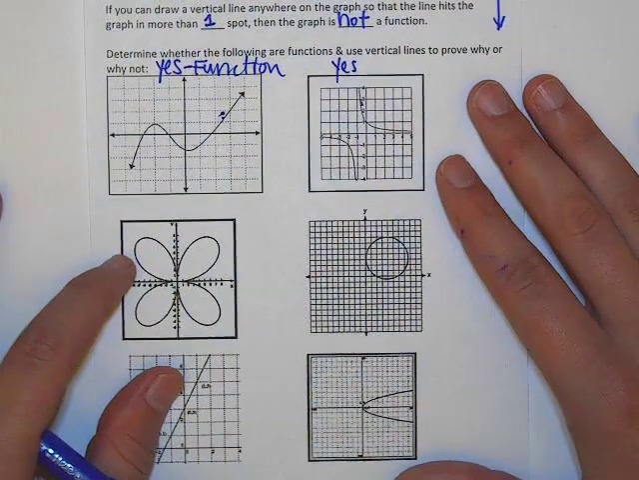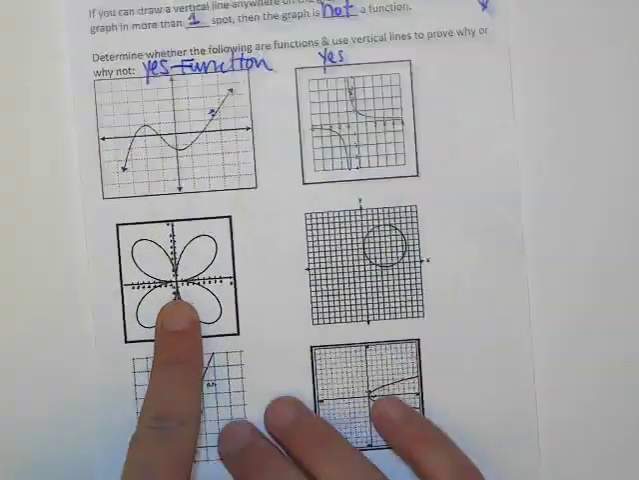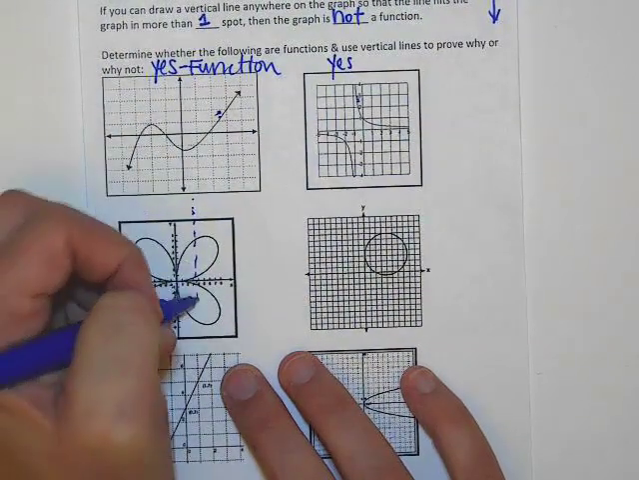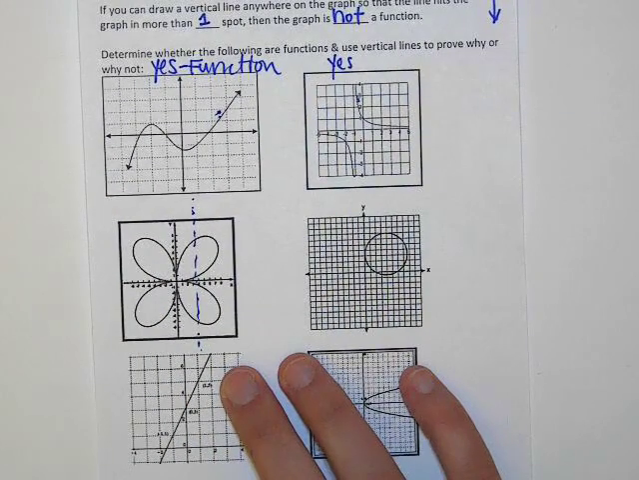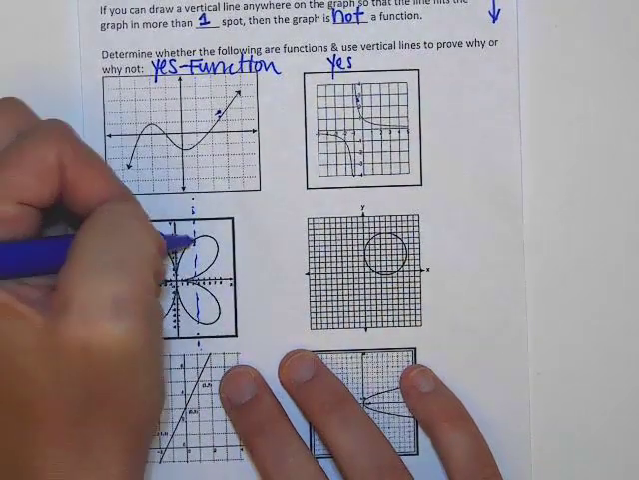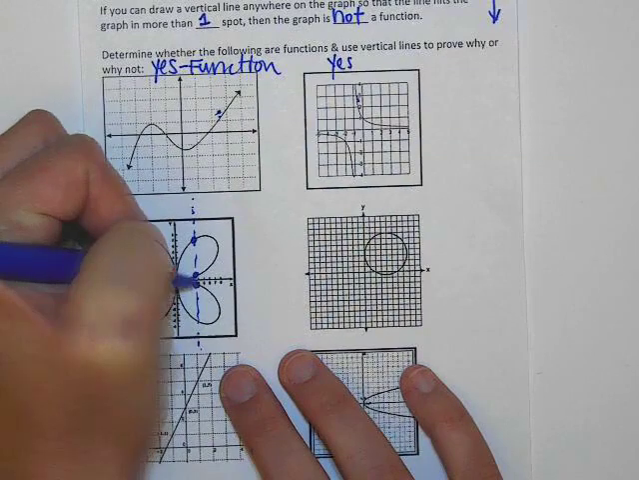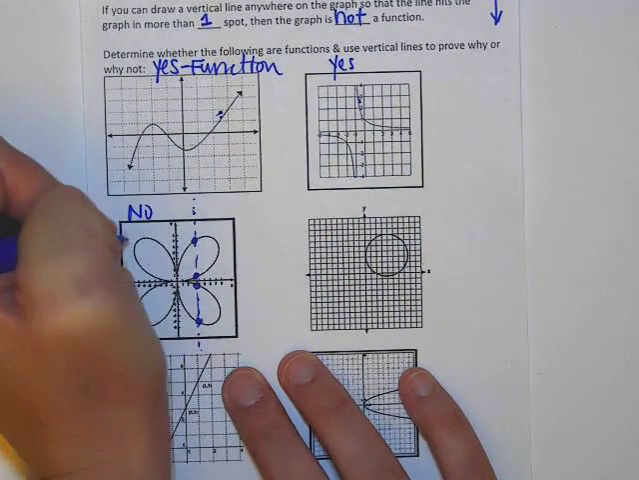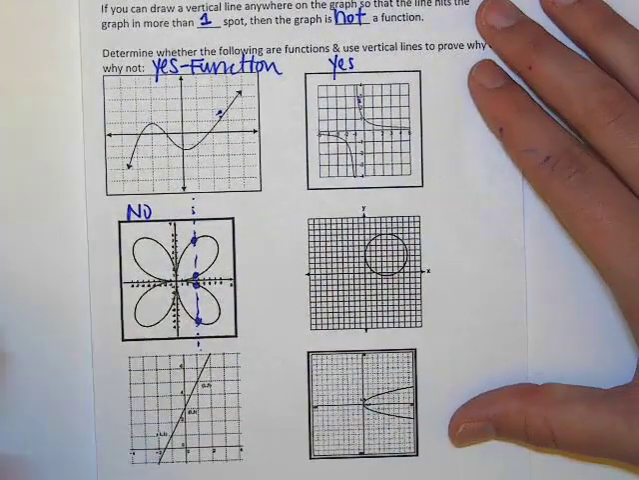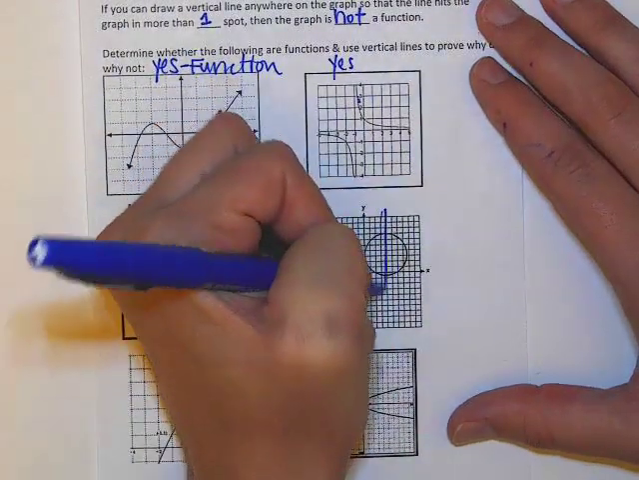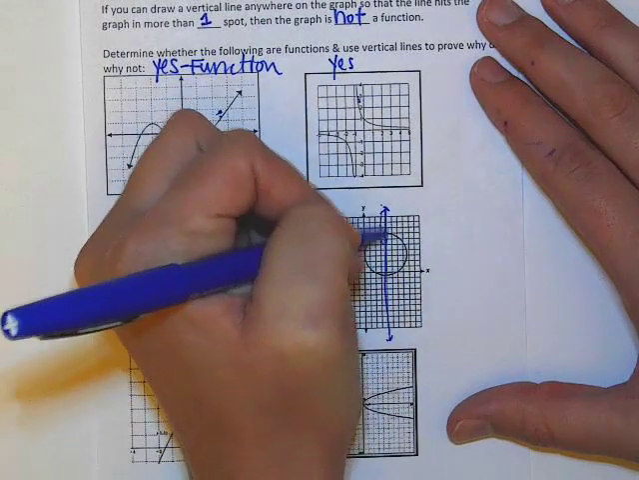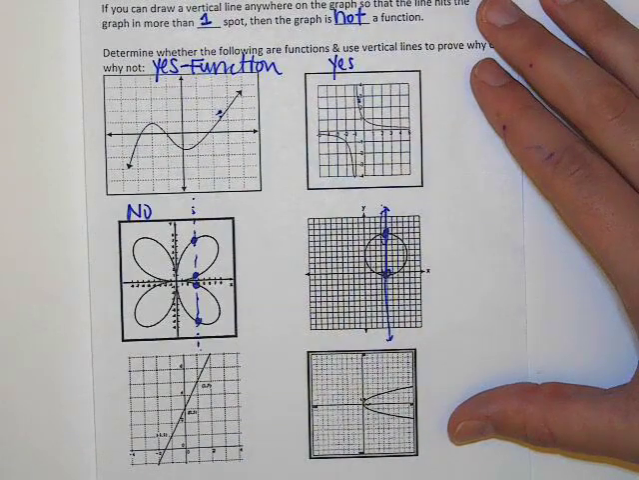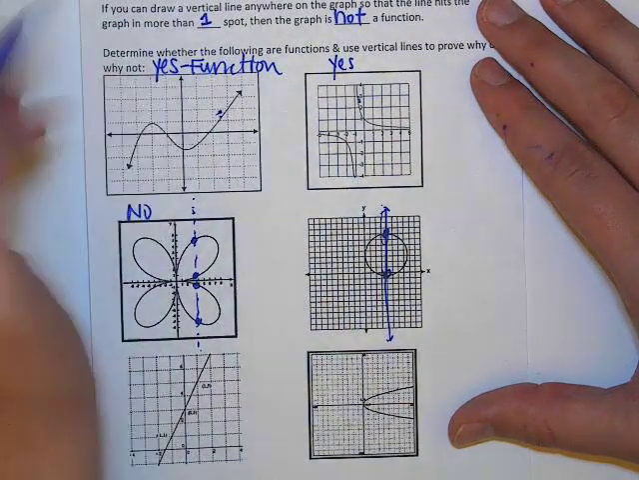Okay. This little butterfly looking one. No. If I drew a horizontal line, how many times does it touch that horizontal line? It touches it 4 times. 1, 2, 3, 4. So is this a function? No, because it only can touch 1 time. The circle, is this a function? No, it touches twice. Anywhere, as long as it happens one time. So this is no.